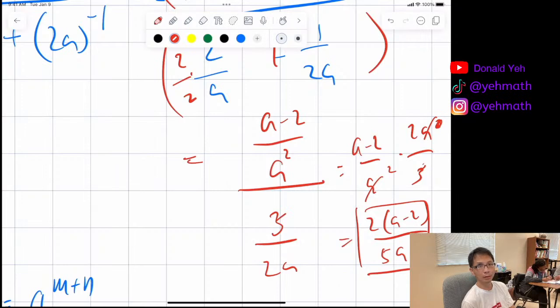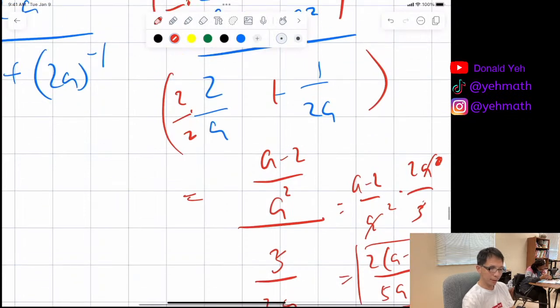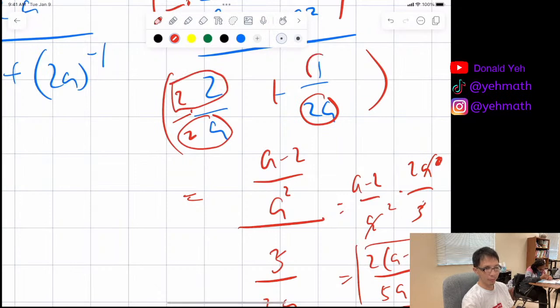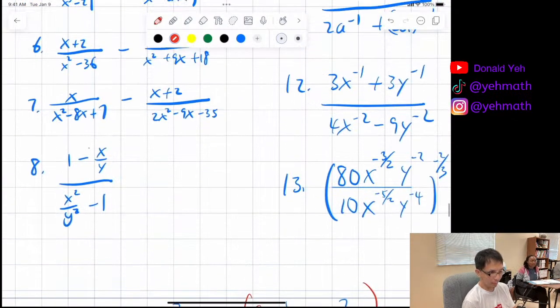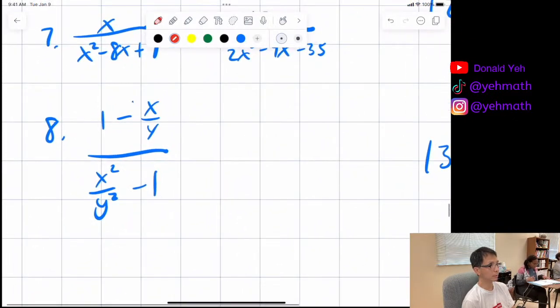Yes. 5. Because now you have the same denominator, 2a, right? So this 4 plus 1 is 5. Because you have the same denominator, you can add now. Yes. 8? Okay, sure. 8 is the same thing. Can you do it? Same exact thing. Well, why don't you tell me what to do?